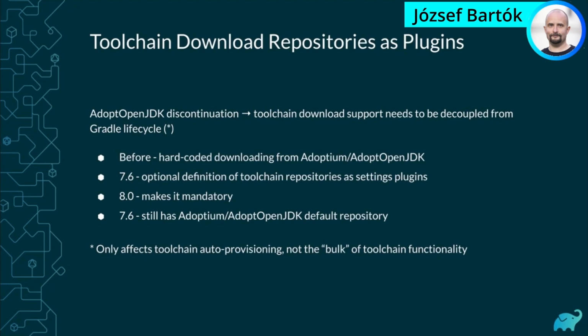Before 7.6, we only had, as I said, the hard-coded version. And then in 7.6, we implemented the optional feature of defining other plugin-based repositories. And this becomes actually mandatory after 8. But in 7.6, we have both this new way of declaring things and the legacy repositories. One thing to mention, because I've noticed often that people think that this feature affects the whole toolchain feature of Gradle. It's not. It's only specific to provisioning toolchains, which should be a relatively rare occurrence of the whole functionality.